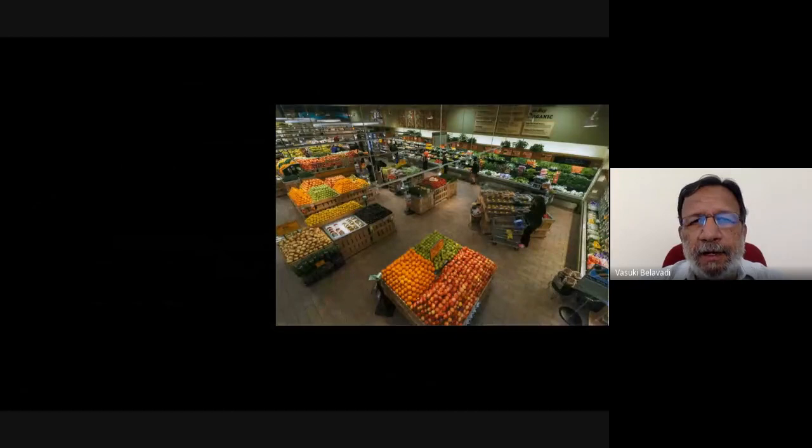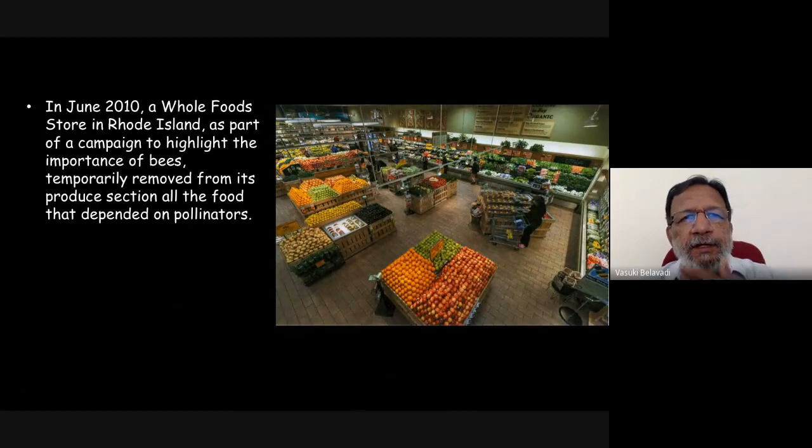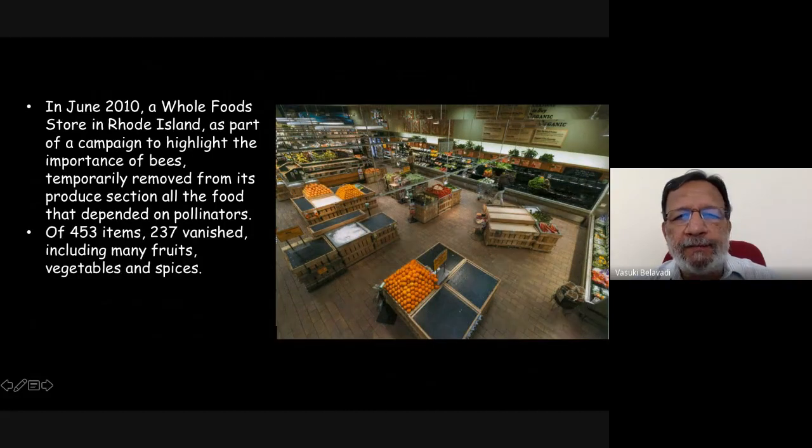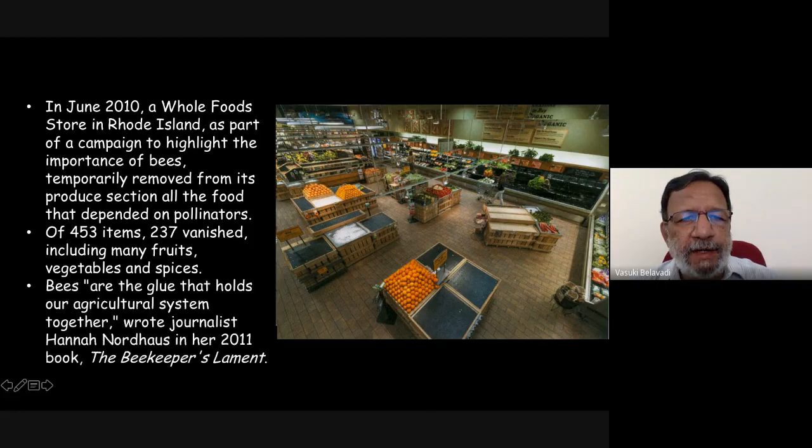Now, there is a very interesting thing that at the end I would like to mention. In June 2010, a Whole Foods store in Rhode Island, as part of a campaign to highlight the importance of bees, temporarily removed from its produce section all the food that depended on pollinators. So this was before removing the food that depended on pollinators. And when they removed it, 237 items vanished, including many fruits, vegetables, and spices. Nearly half the store became empty. This very clearly shows that bees are the glue that holds our agricultural system together. This was written by the journalist Hannah Nordhaus in her 2011 book, The Beekeeper's Lament.